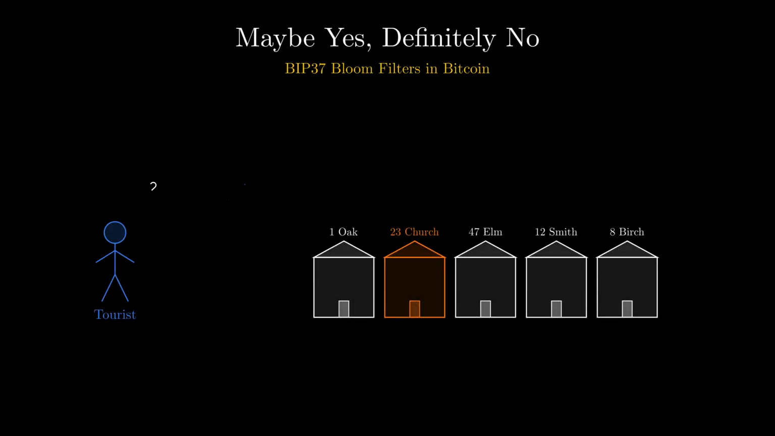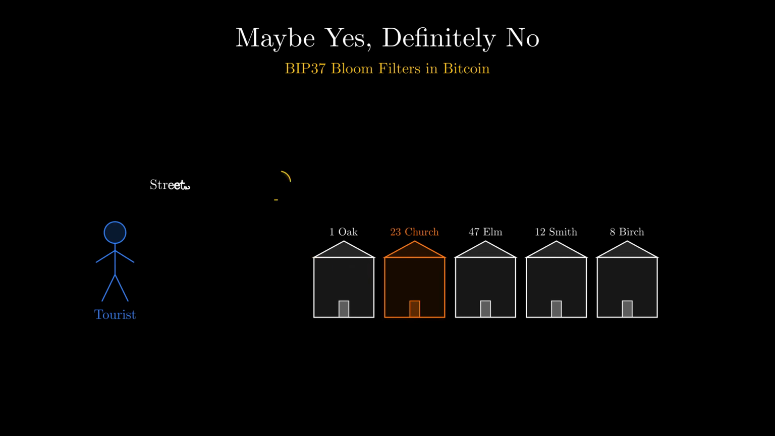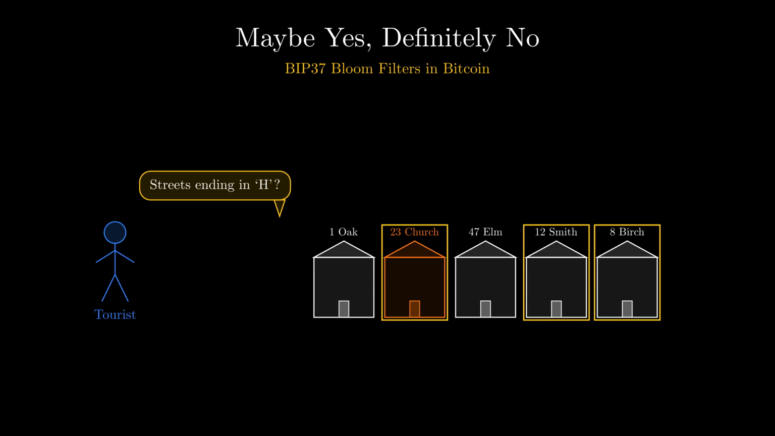Imagine asking a stranger for directions to 23 Church Street. You get exact directions, but now they know exactly where you're going. What if you instead asked, are there any streets here ending in the letter H? You'd get a confusing list, your real destination hidden in the noise. This is the trick Bitcoin's lightweight wallets tried, and why it ultimately failed.